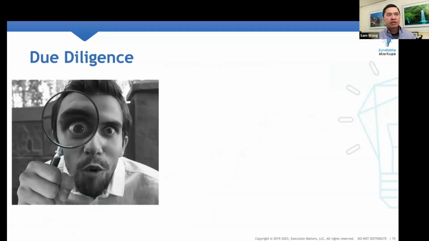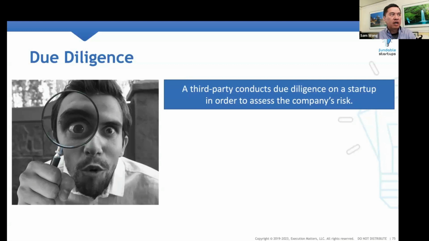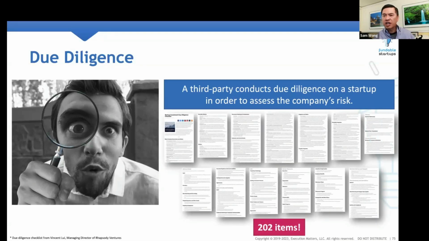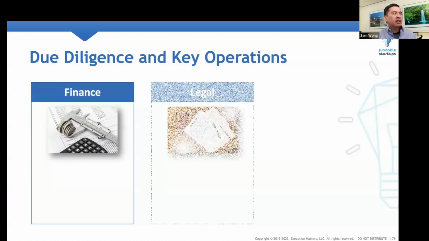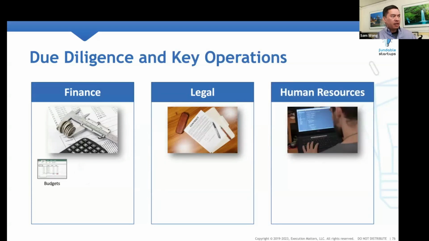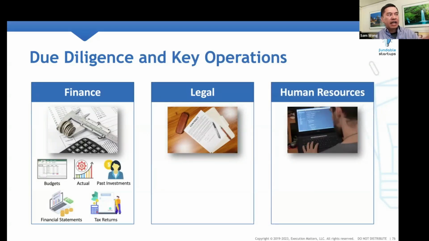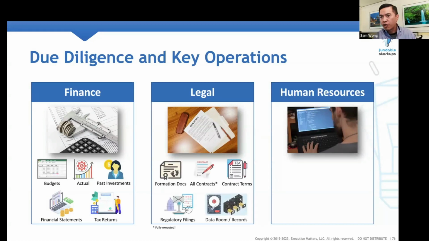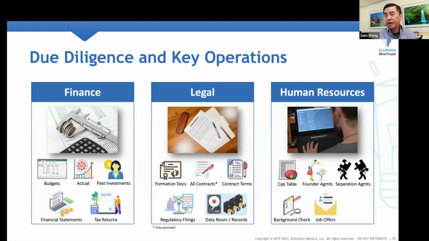Due diligence is a process where a third party looks at all the details of your company to assess the risk. This is a due diligence checklist with 202 items on it. Not every investor will ask for 202 items, but every professional investor will ask for due diligence. The due diligence that they'll ask for would be financial data, legal data, and human resources, people data. It might include budgets, actual past investments, financial statements, tax returns. On the legal side, all of the formation documents, the contracts that you've signed, regulatory filings, making sure you're government compliant, and all that will go into a data room. On the HR side, you'll probably have their understanding of what everybody has in terms of their ownership of the cap table, the founder agreements, separation agreements, etc.